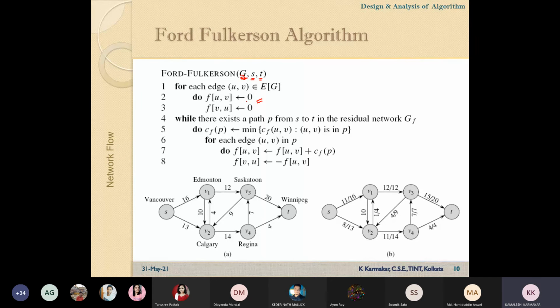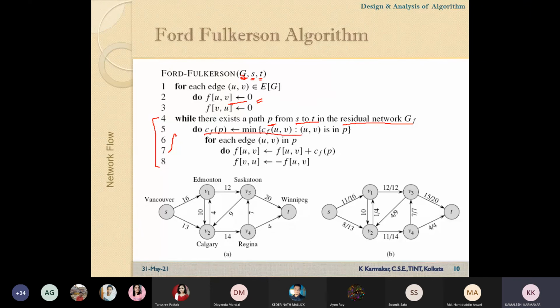Okay, so let us try. Now we are running a loop. Using this loop, what are we trying to find? If there exists a path P from S to T in the residual network GF, we are representing the residual network using GF. If there is a path from S to T in the residual graph, then what will be the flow of this graph?